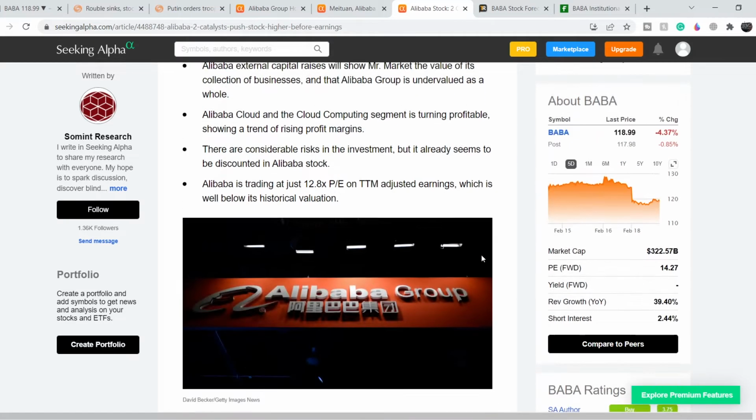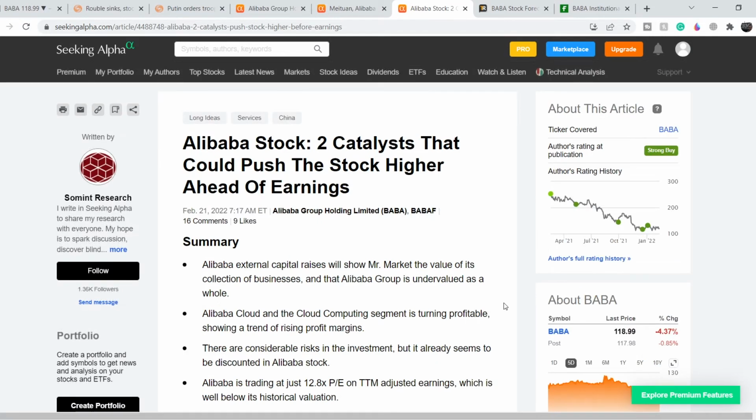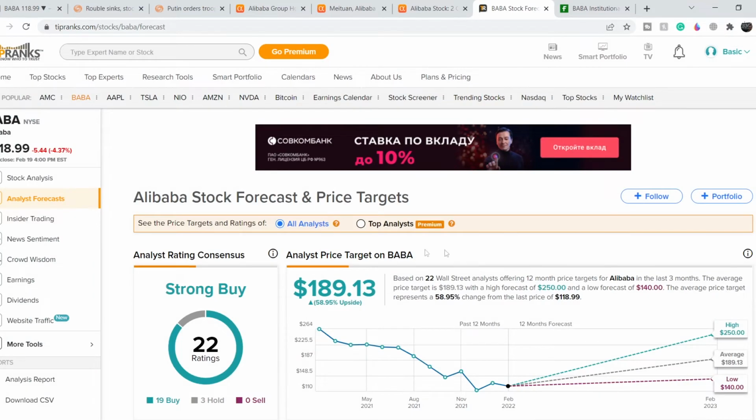And I have to say that this article is quite interesting, and all in all, it is a very strong bullish article, and you have to know all the pros and all the cons related to Baba ticker for now. Fundamentally, this company is a very good business overall, and that's why you can consider to invest in this asset for the long term. So let me show you the TipRanks forecast.